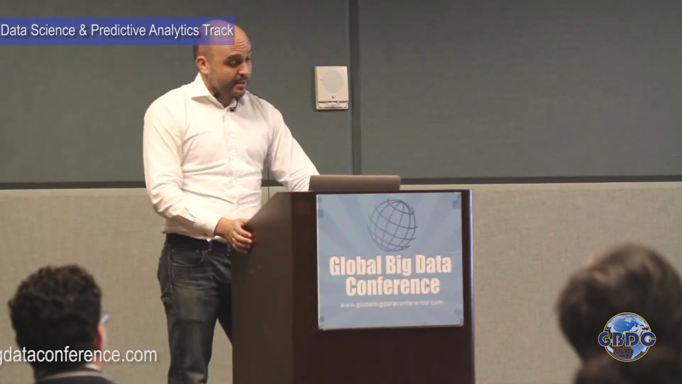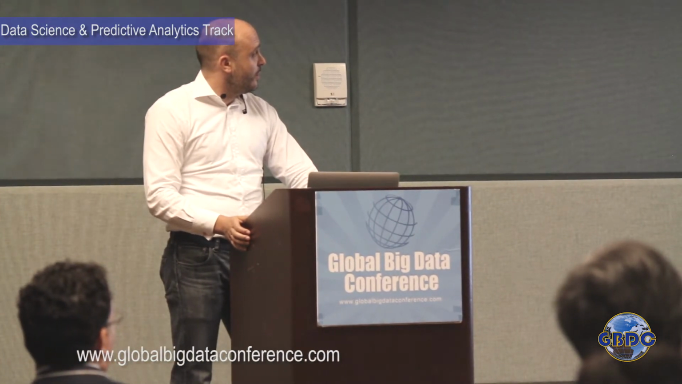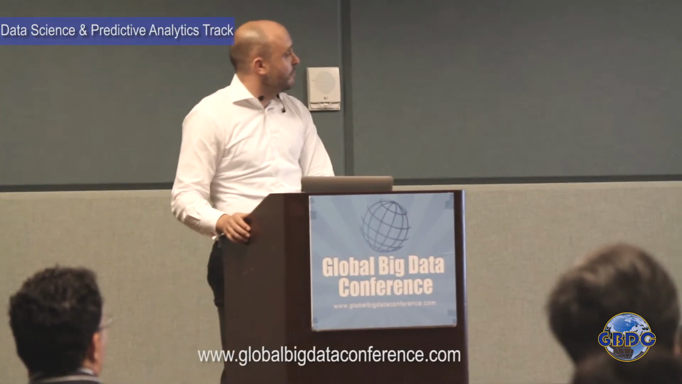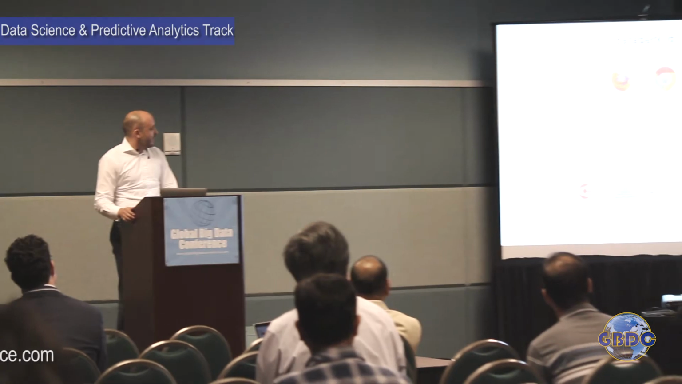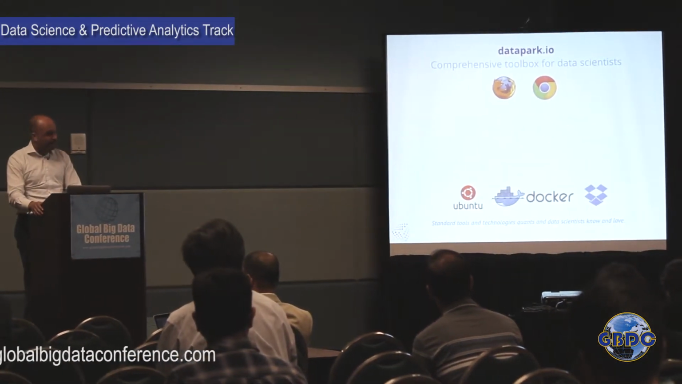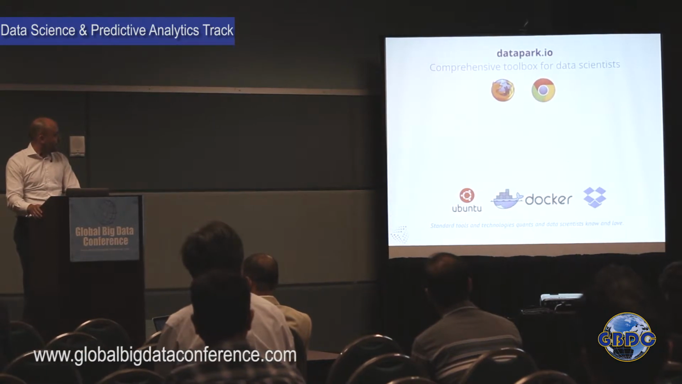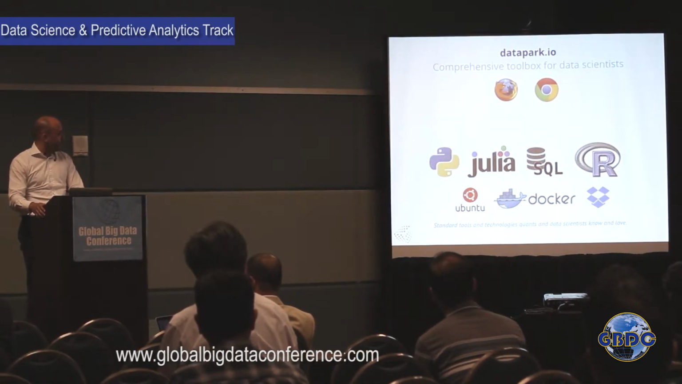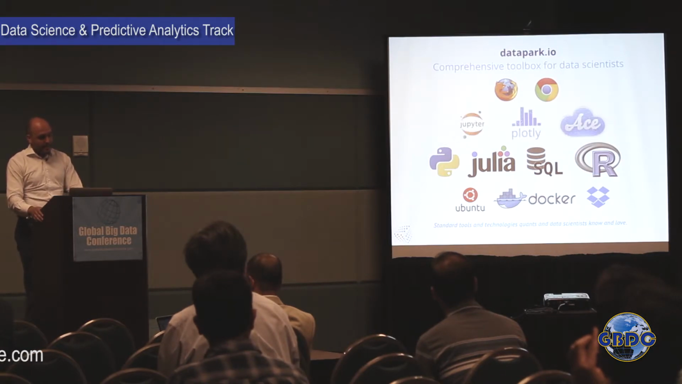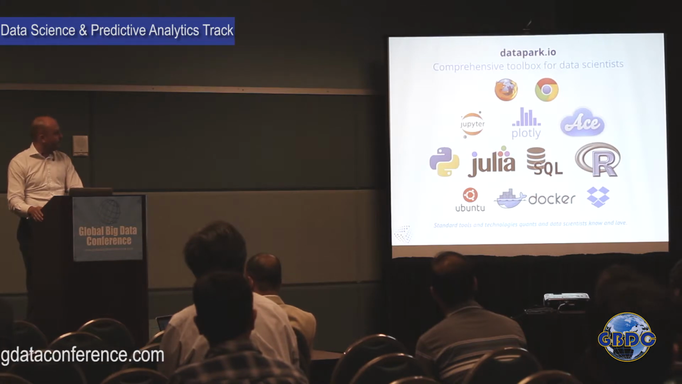And the result is what we call Data Park, and it's reachable. This is actually the URL, datapark.io. It's a comprehensive toolbox for data scientists delivered via the browser based on scalable infrastructure. I will show an example using Dropbox later on, using Ubuntu, using Docker containers. We're providing Python, Julia, of course SQL technologies, R, and of course, I would say, a powerful set of tools and technologies like Plotly.